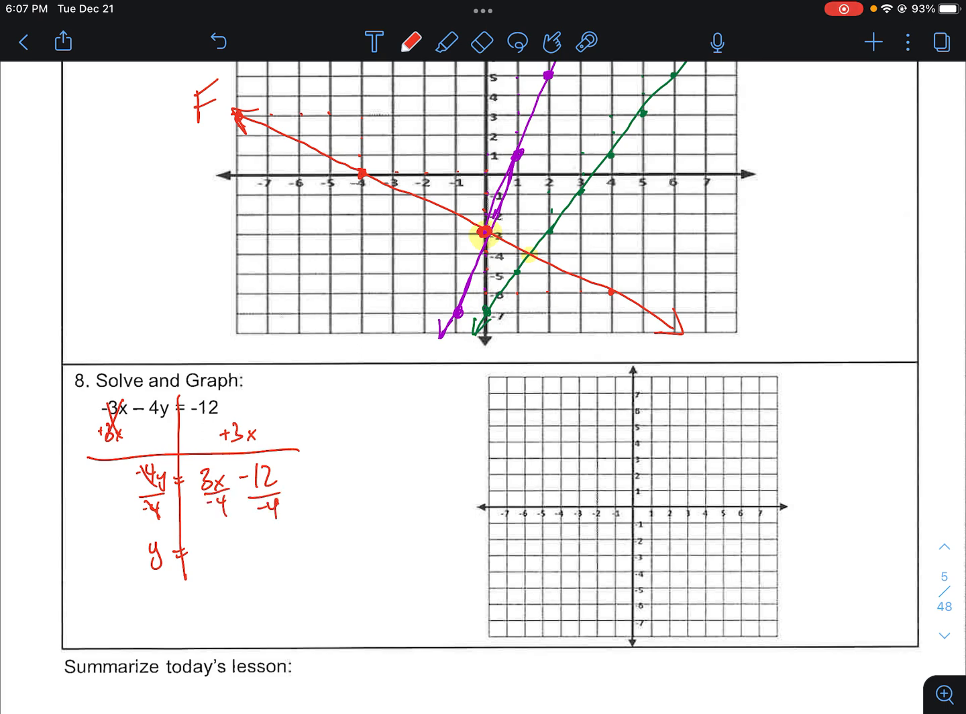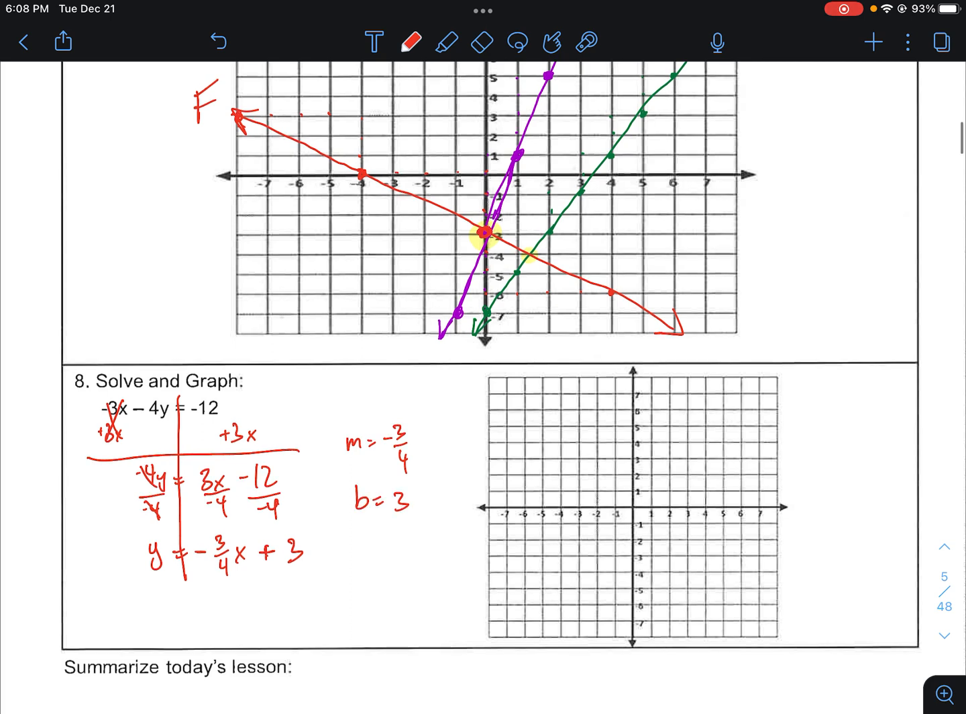What do I get? 3 divided by negative 4 is going to be negative. Let's keep it in fraction form rather than saying 0.75. Let's keep it as negative 3 fourths x. Negative 12 divided by negative 4 is going to be positive something. Positive what? Positive 3. So now I know my slope. My slope is negative 3 over 4. My y-intercept is 3, so my starting point on the y-intercept is going to be 3.